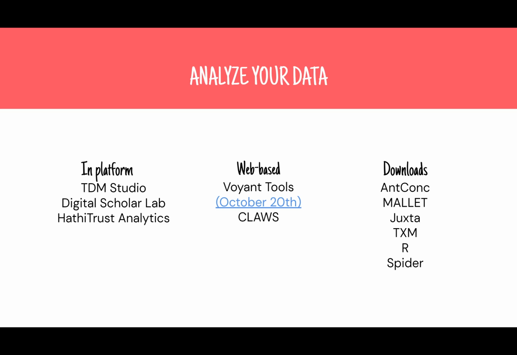And then there's also Claws that is online. And then there are things that you can just download onto your computer. So these are just a few examples. Some of them have a steeper learning curve than others. There's things like Mallet or Dreamtext. R is a very popular one for text analysis. For R, we usually offer workshops, although I don't think we have any this semester, but we'll probably have them in the winter.